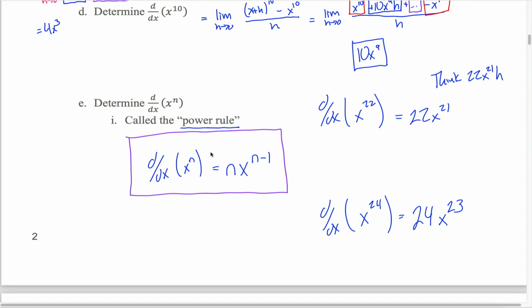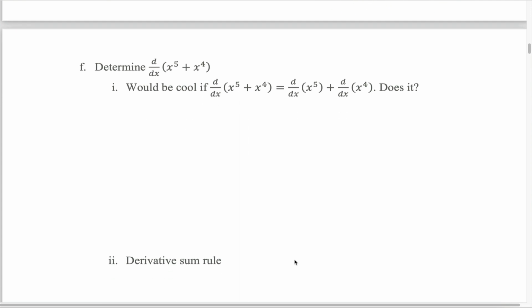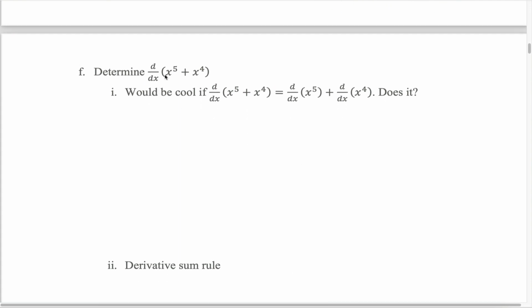But what if you weren't just asked the derivative of x to the 24th power? For example, what if you were asked the derivative of x to the 5th power plus x to the 4th power? I mean, we know the derivative of x to the 5th power, and we know the derivative of x to the 4th power, right? Each of those individually, we can use the power rule on. The derivative of x to the 5th is just 5x to the 4th. The derivative of x to the 4th is just 4x to the 3rd.